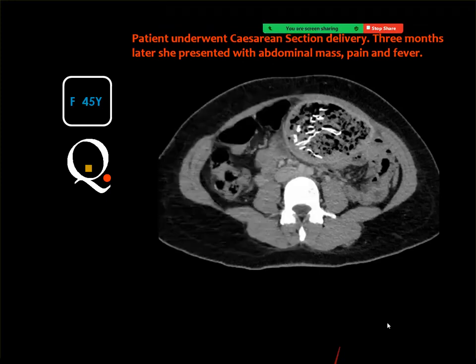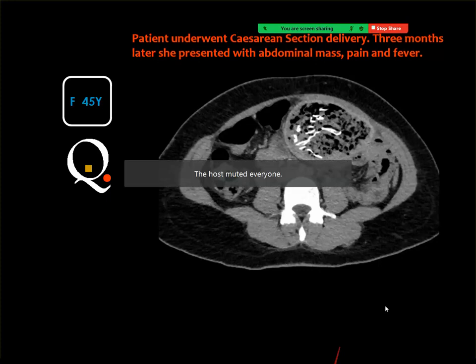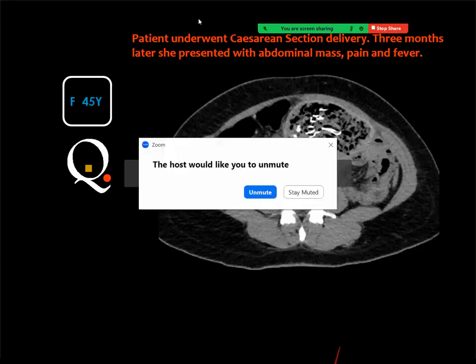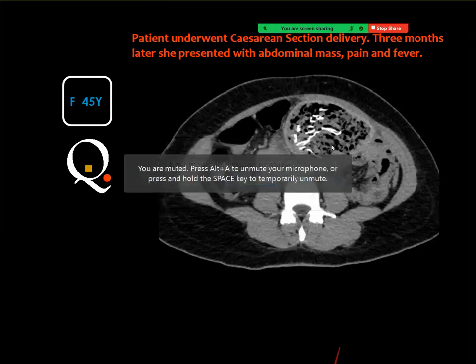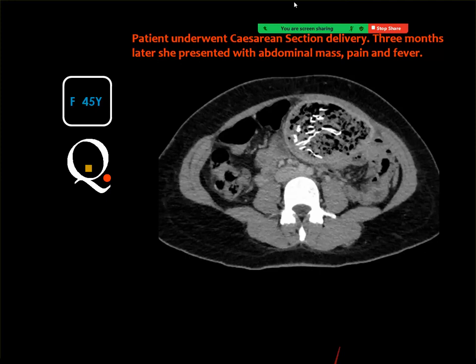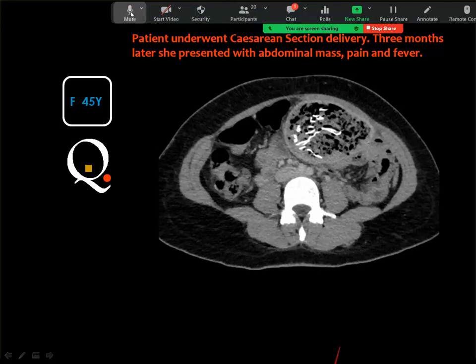Yes, and this is gossypiboma or retained gauze. Dr. Mamdouh, please join audio again. Okay. And this is retained gauze.